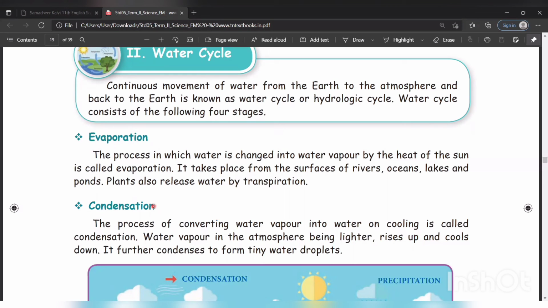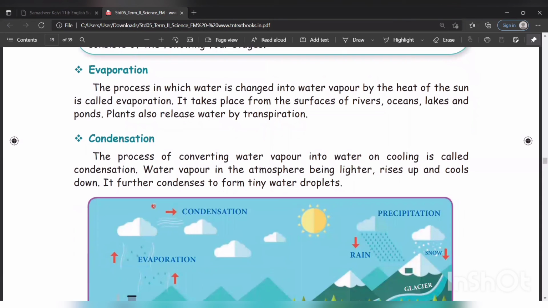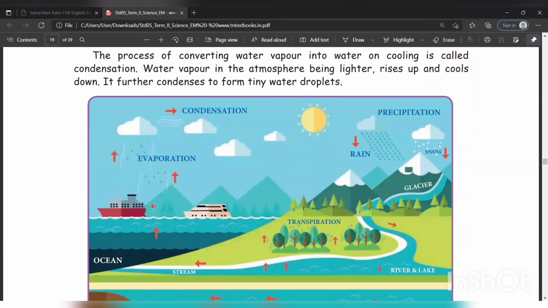It is called condensation. Here what happens? The water vapor is converted into tiny droplets when it combines with air. So it forms tiny water droplets. These tiny water droplets join together and form bigger droplets, and it becomes heavier. And finally, it falls as rain. In cooler places, what happens? This falls as hail or snow. See here, it falls as hail or snow.